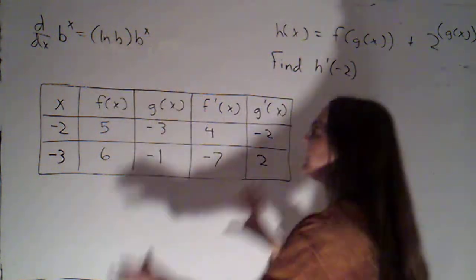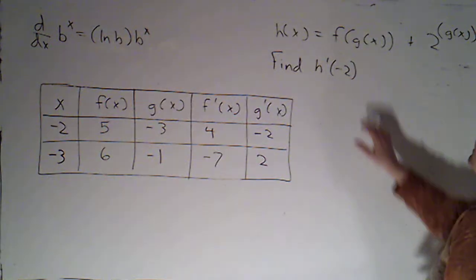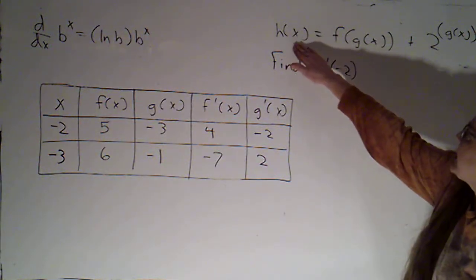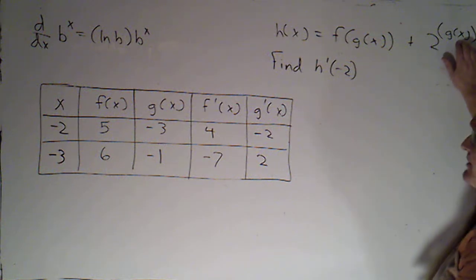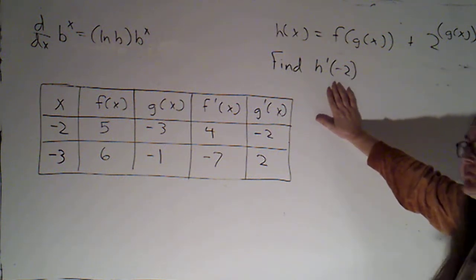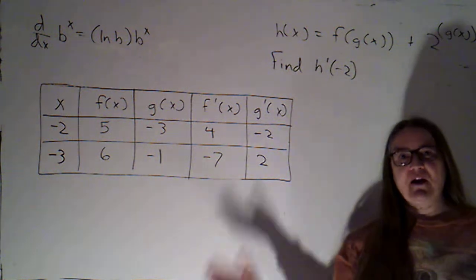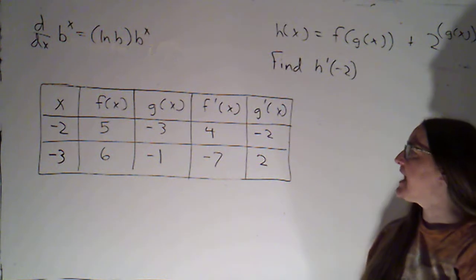All right, then we've got this table of values for f and for g. We've got this function h of x, which is f of g of x plus 2 to the g of x. And we're asked to find h prime of negative 2. Now, I'll leave it up to you whether you want to pause the video and work that out on your own or whether you want to work through this one together.